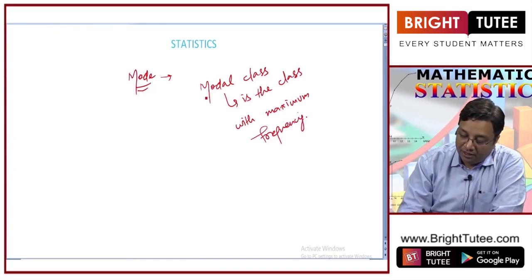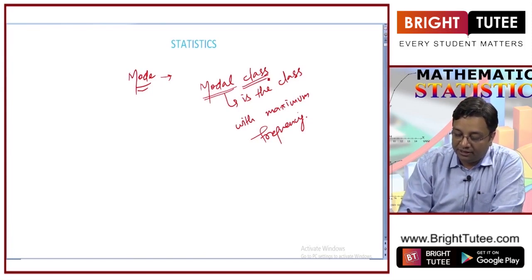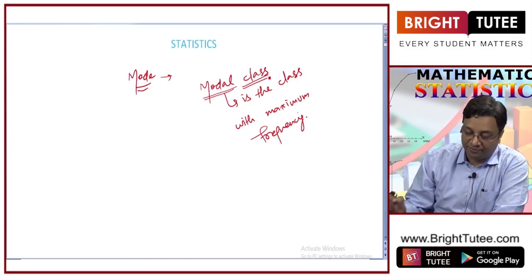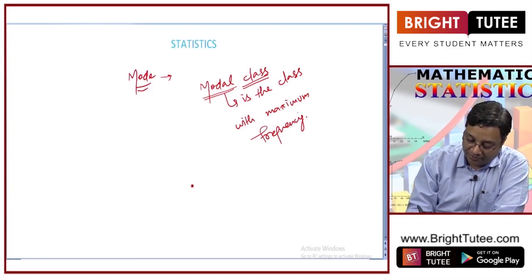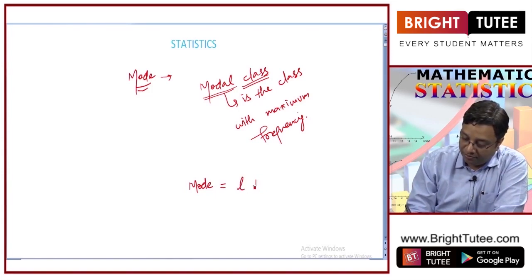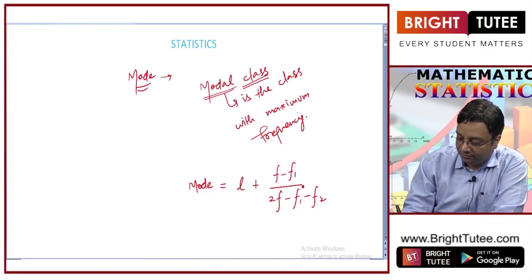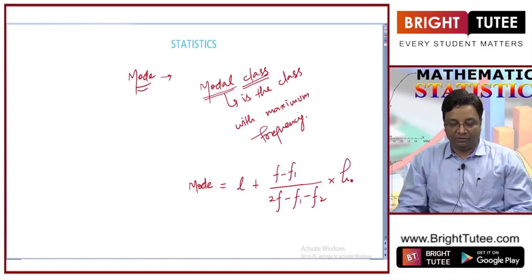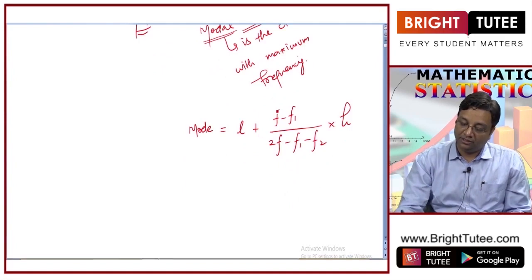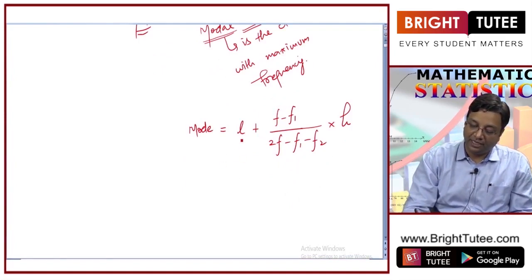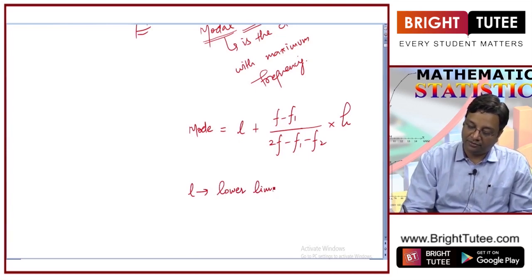Okay, and we will have a formula for calculating the mode of grouped data, and that formula is like this. Mode will be equal to L plus (f minus f1) divided by (2f minus f1 minus f2), into h. Now these symbols or letters have a meaning. L is the lower limit of the modal class.